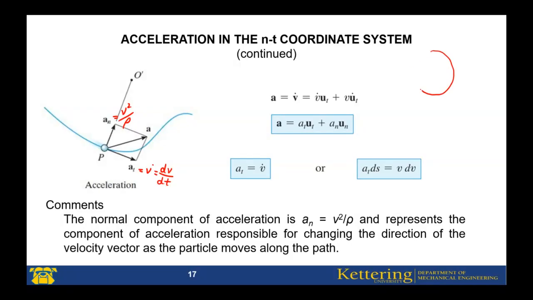If it's a car moving along a curved path or along a circular path, at this point, this car has a tangential acceleration and has a normal acceleration. This acceleration can be found by the change in the magnitude of velocity. This acceleration can be found by the square of velocity divided by rho, or radius of the curvature.